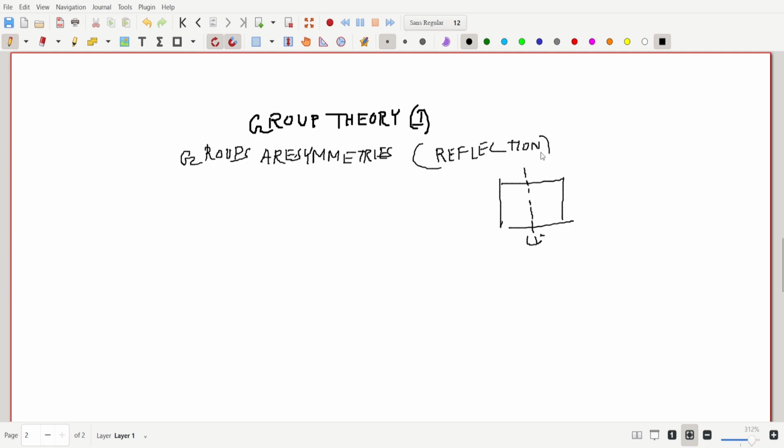So symmetries are very important and often found in nature. Like in trees, we see symmetries. In the human body, we find symmetries. There are many examples of symmetries in nature. How do they behave? And that is exactly what the study of groups is.